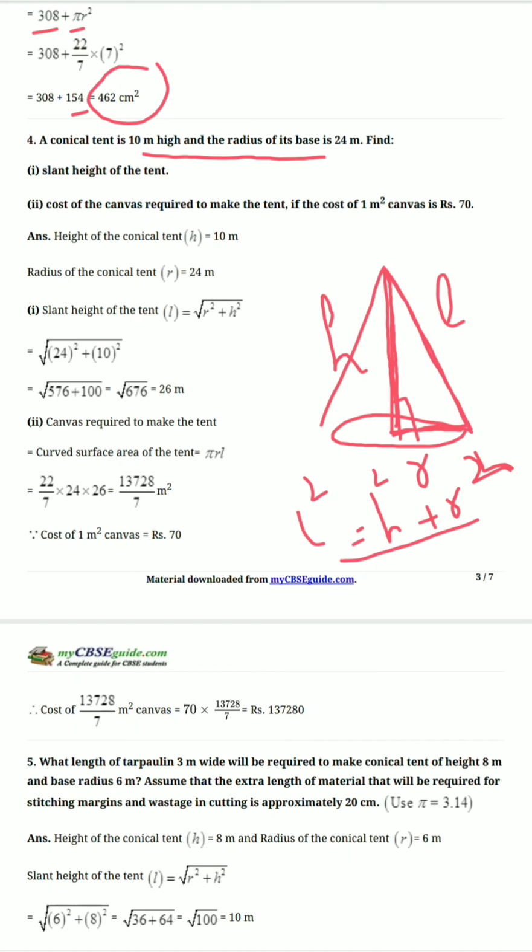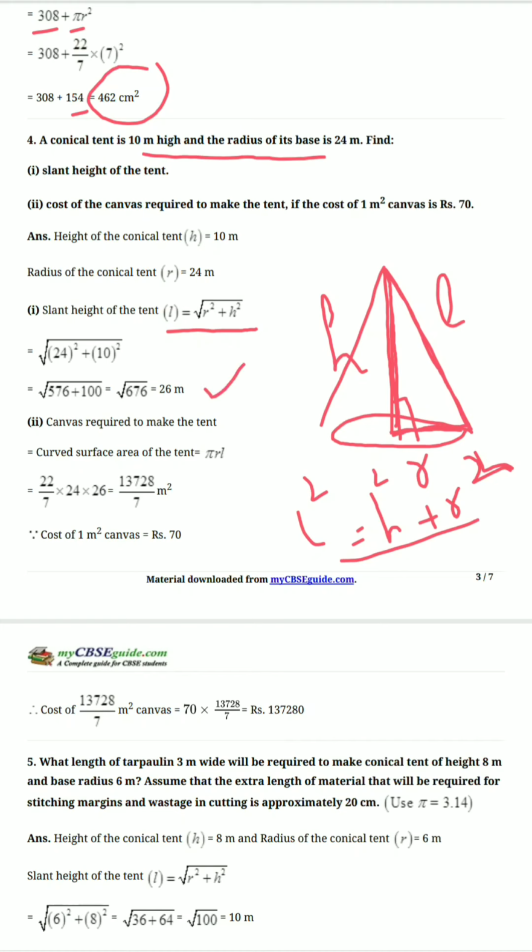Now using this relation we can find the slant height, and the formula for the slant height is under root R square plus H square. Now we will put the value for radius and height which is given here. So 24 square plus 10 square, it will come under root 676, that will come 26 meter. So we have obtained the slant height.